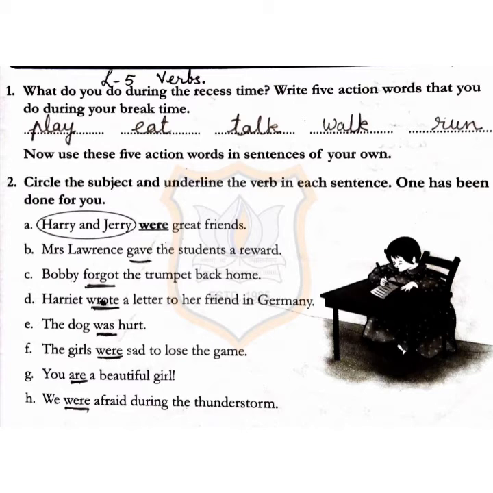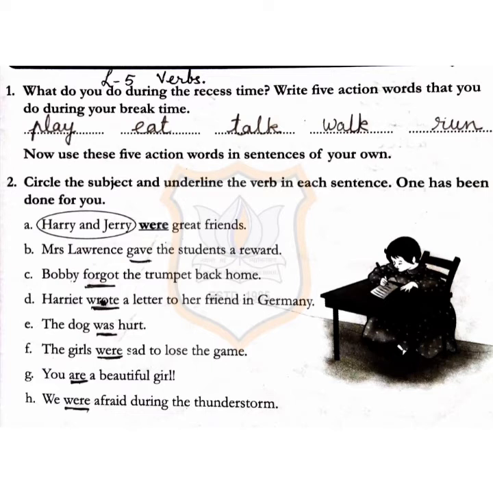Now first one, Harry and Jerry were great friends. So Harry and Jerry is the subject and were is the verb. Next one, Mrs. Lawrence gave the student a reward. So Mrs. Lawrence is the subject and gave is the verb. Next, Bobby forgot the trumpet back home. Now Bobby is the subject and forgot is the verb. Next, Harriet wrote a letter to her friend in Germany. Harriet is the subject and wrote is the verb.